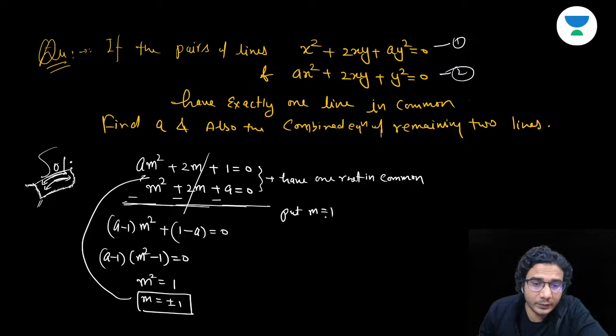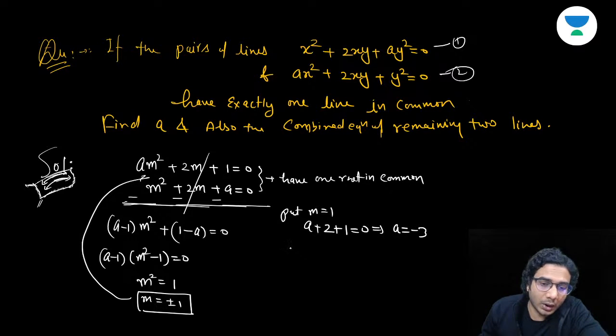So m is equal to 1. If I put m is equal to 1, it is a plus 2 plus 1 is equal to 0. That means a is equal to minus 3. Or if I put m is equal to minus 1, then I'll get a minus 2 plus 1 is equal to 0. That means a is equal to 1, right?